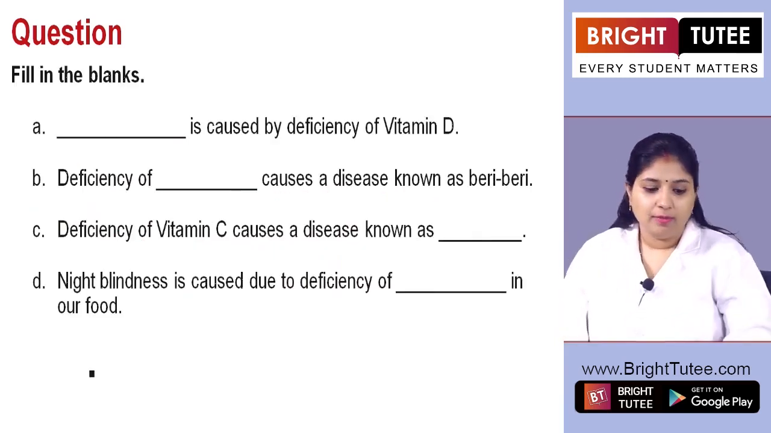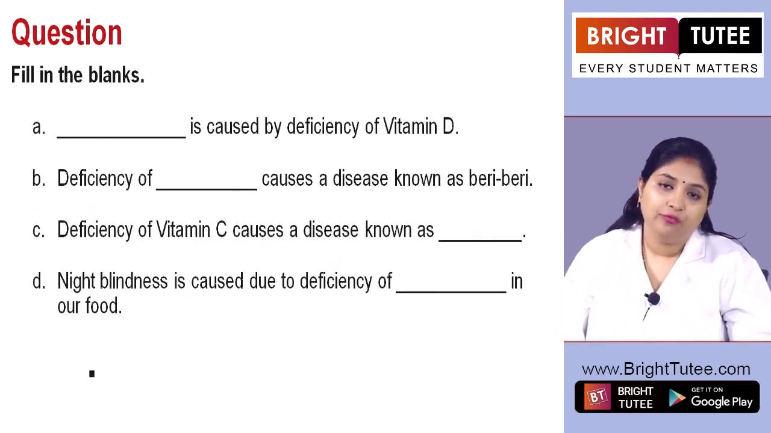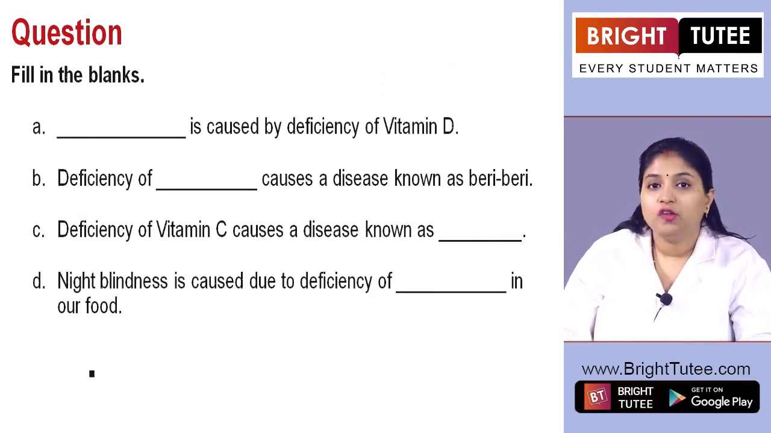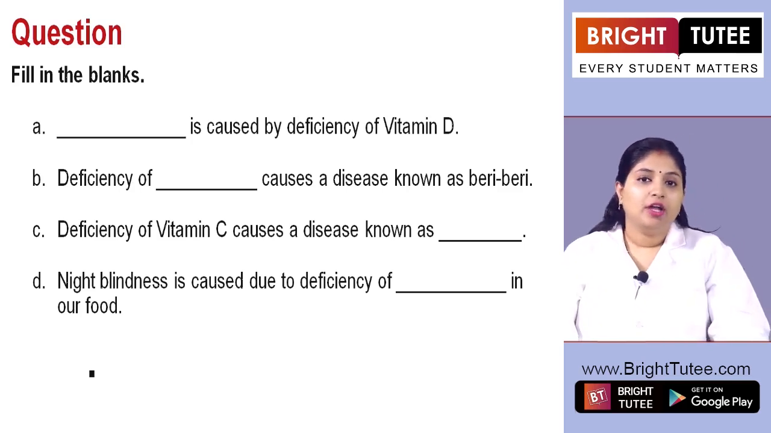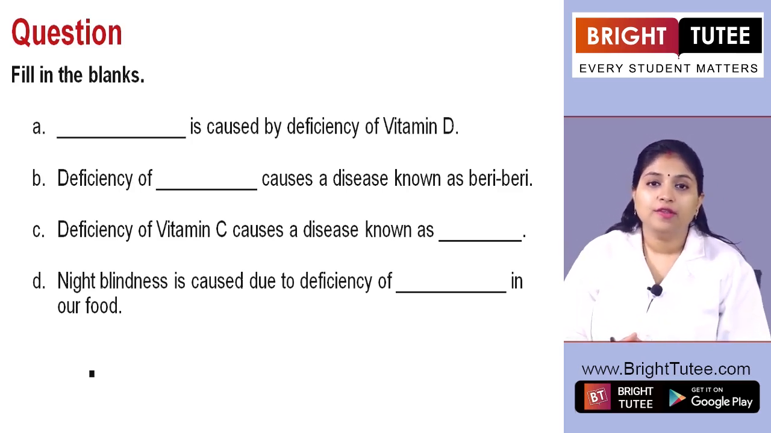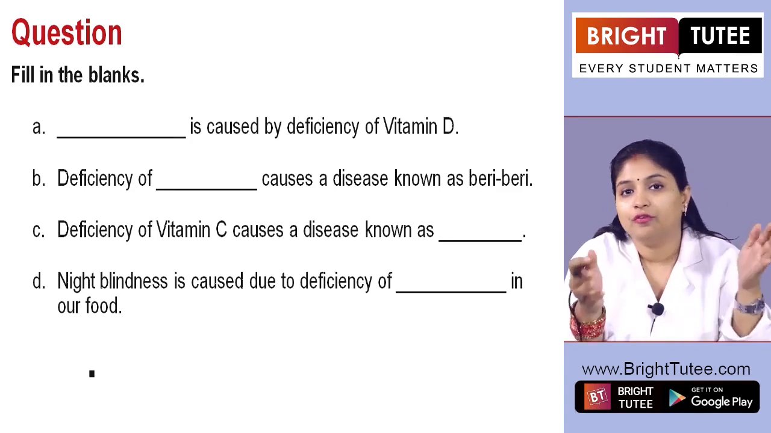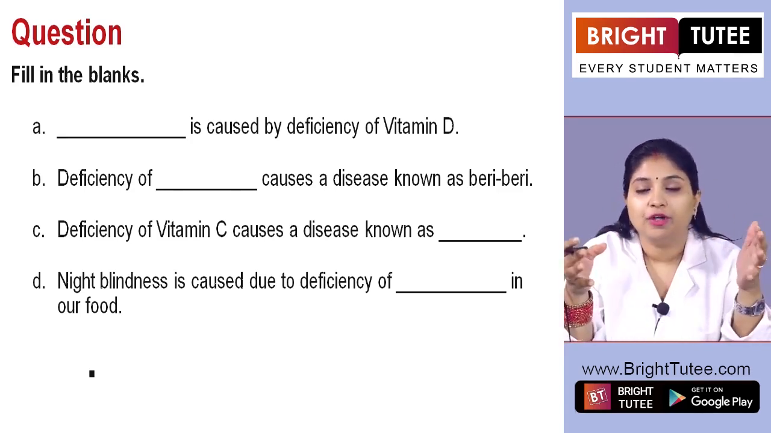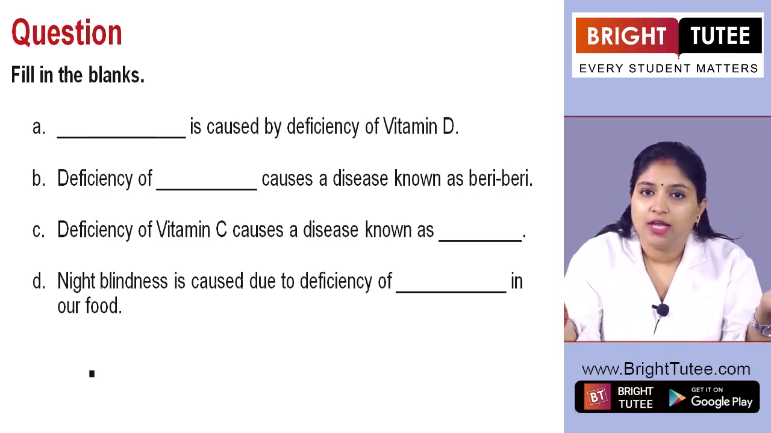First of all, let's fill in the blanks. The first question is to fill in the blanks. First of all, DASH is caused by deficiency of vitamin D. Right, now we have studied all the kinds of deficiencies which are there because of different kinds of vitamins, right? So when there is a deficiency of vitamin D, what is the disease which can happen, right?